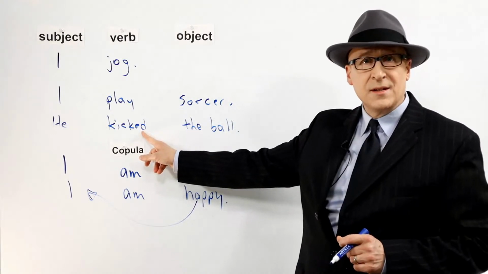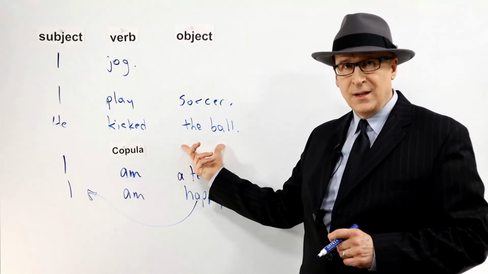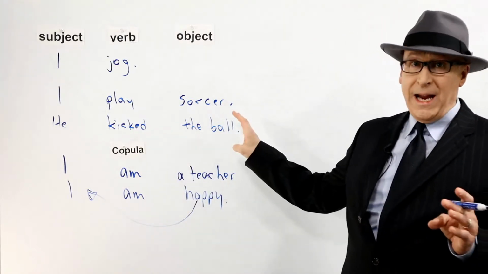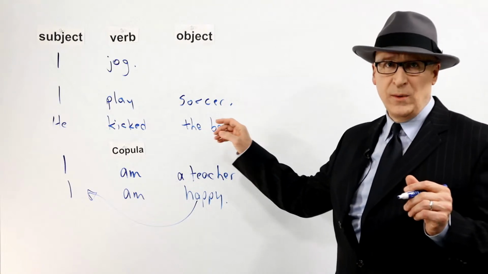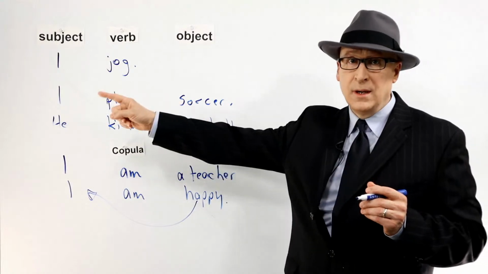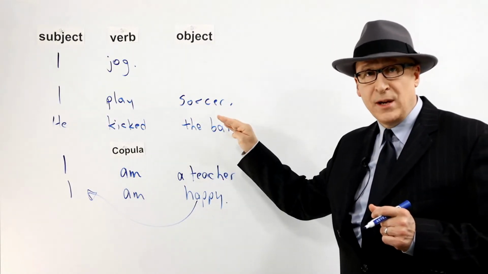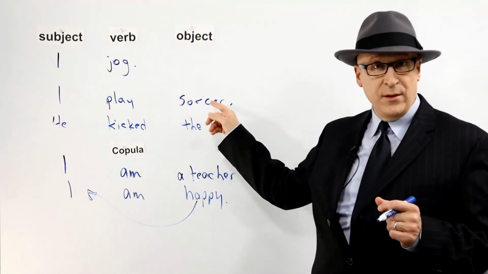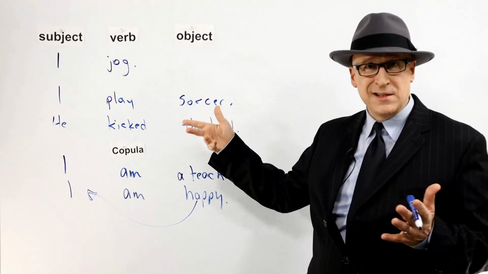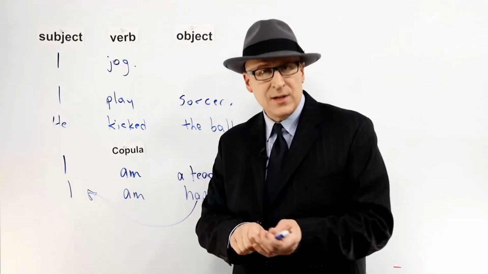With a verb like this, it does not describe the verb, right? So we can't put an adjective here because we have this action. We can put an adverb here. We could say, he kicked quickly, or I play diligently, right? You can put an adverb here to describe the verb. And those would not be objects. Objects are nouns. So an adverb in this position isn't an object. What is it? And that leads us to today's topic.